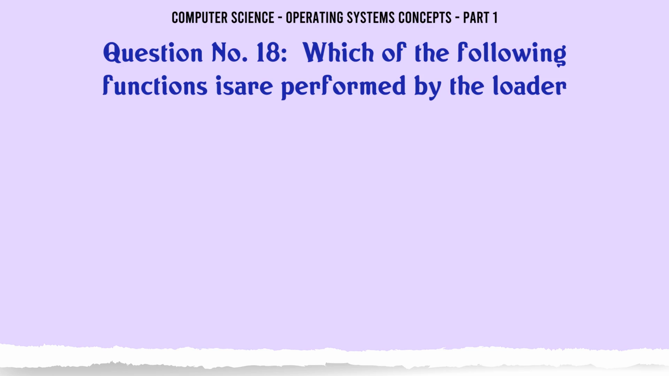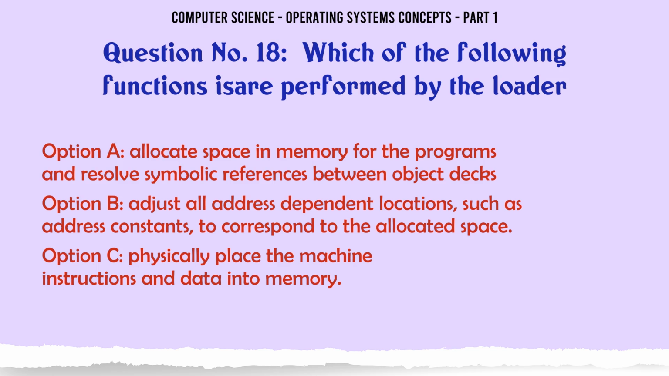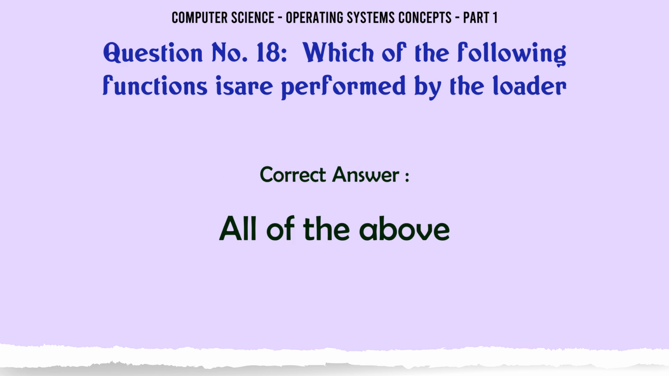Which of the following functions is performed by the loader? A. Allocate space in memory for the programs and resolve symbolic references between object decks. B. Adjust all address-dependent locations such as address constants to correspond to the allocated space. C. Physically place the machine instructions and data into memory. D. All of the above. The correct answer is all of the above.